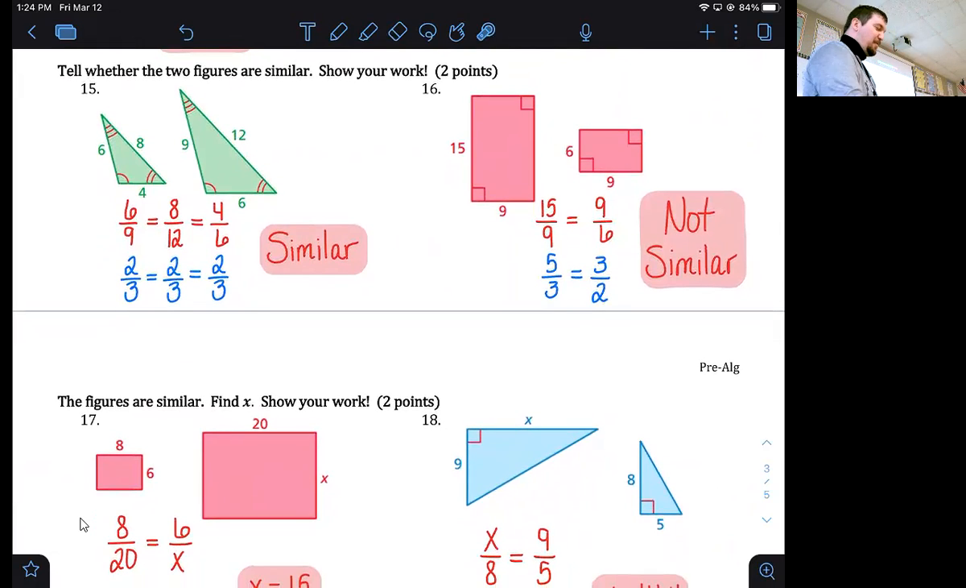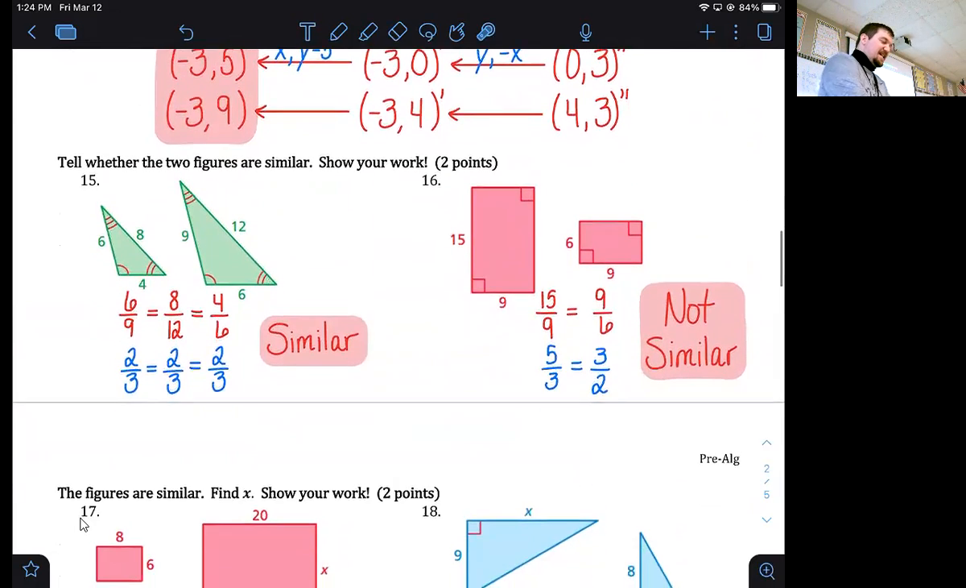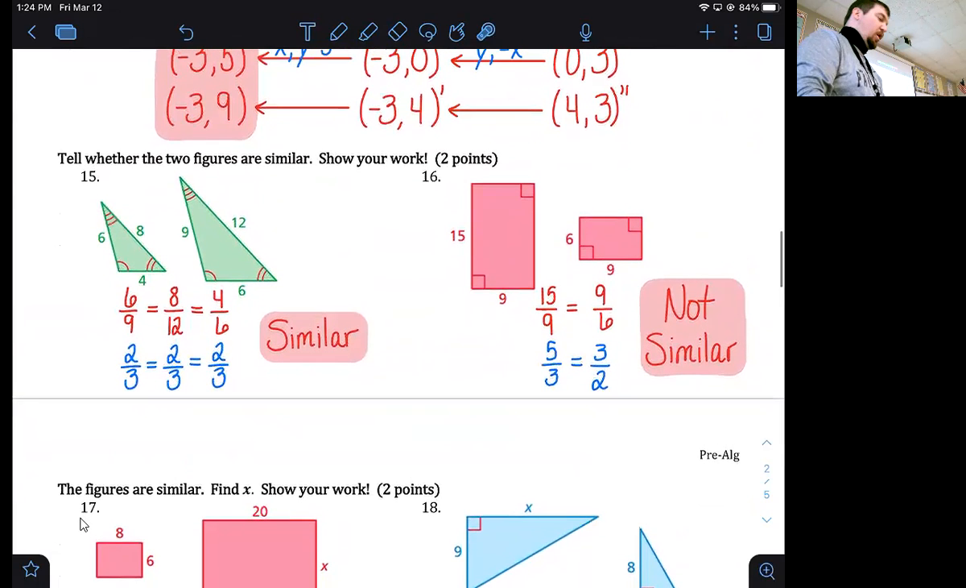Number 15 and 16. No free points here. You did have to show your work, though. The only way you can tell whether two figures are similar is by checking their sides. Their angles have to be equal, but saying that their angles are equal doesn't say that they're similar, because they could be congruent and still have equal angles. To be similar, you have to have proportional sides.